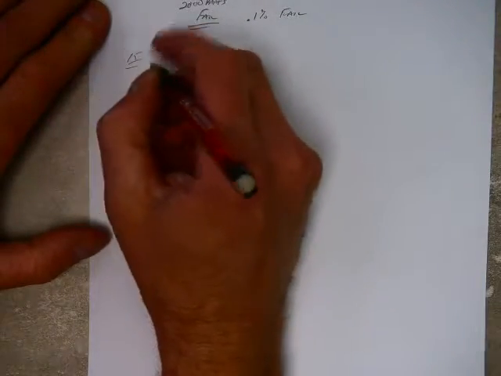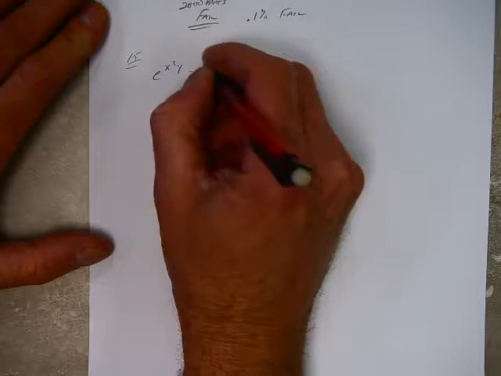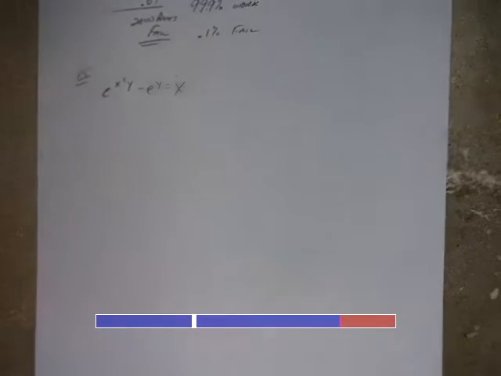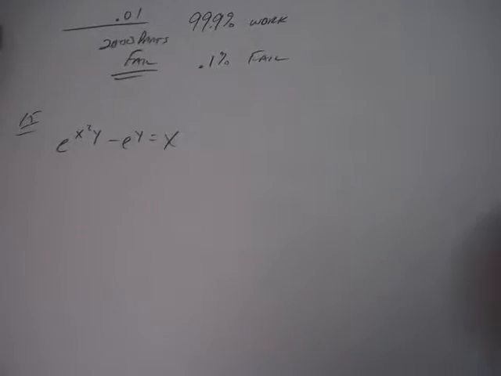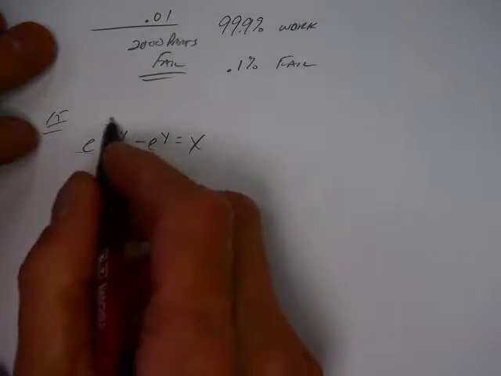Number 15. So we have e to the x squared y minus e to the y equals x. What I want to do is find dy/dx, or the rate at which x and y are changing with respect to one another. So first thing here, let's take the derivative of this.